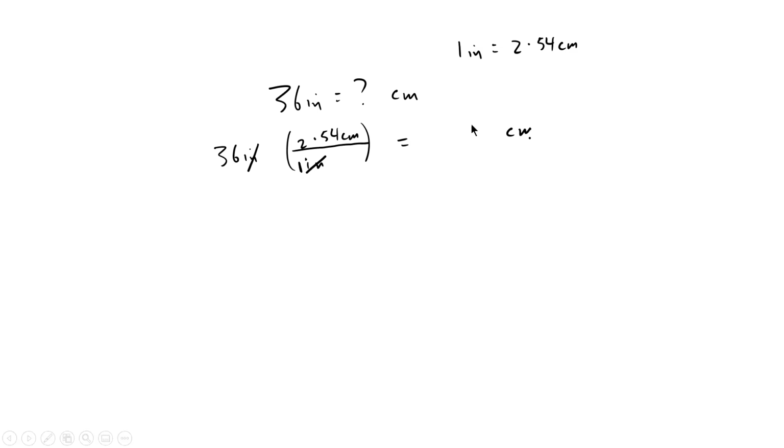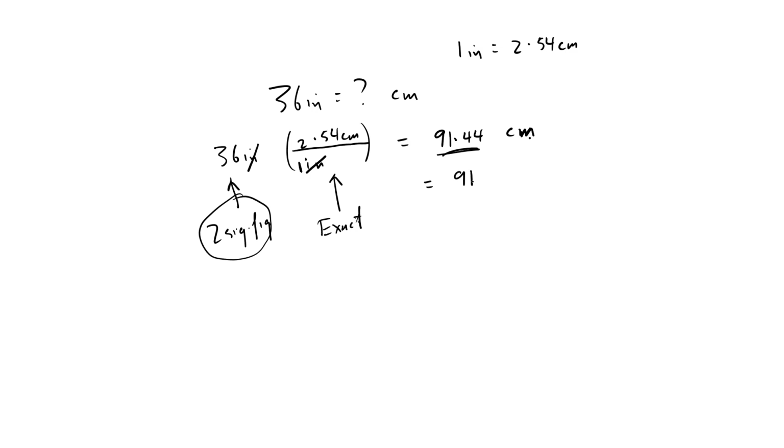All right, so get my calculator out, 36 times 2.54, and the answer I got on my calculator will be 91.44 centimeters. However, we need to round this off appropriately. Here we have two significant figures, and the conversion factor is an exact relationship. So therefore, we round off the answer based on the fact that we have two significant figures here. So this becomes 91 centimeters. And that would be the final answer.